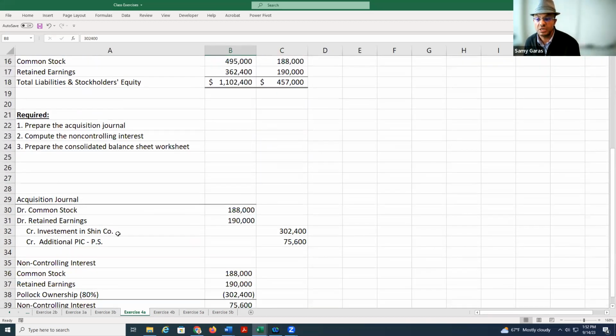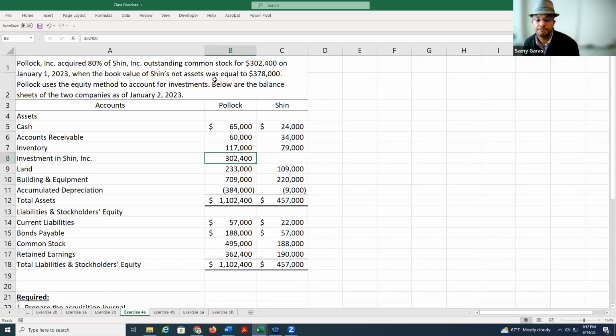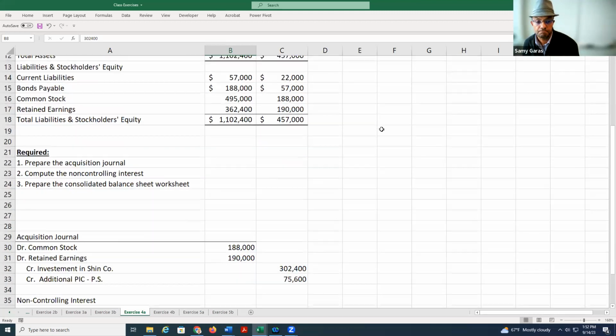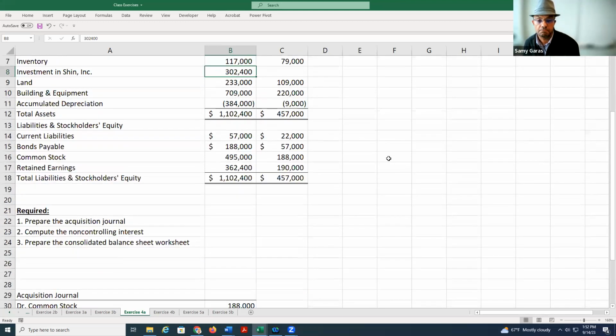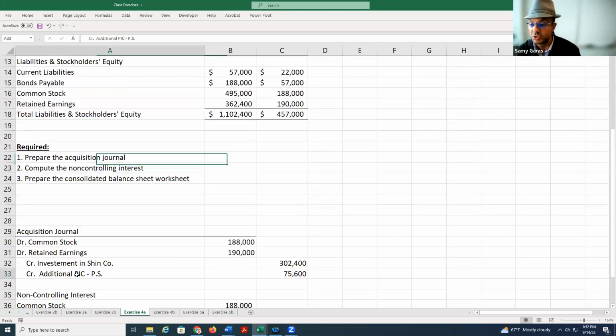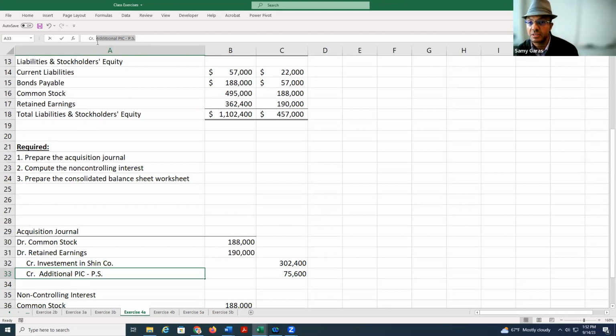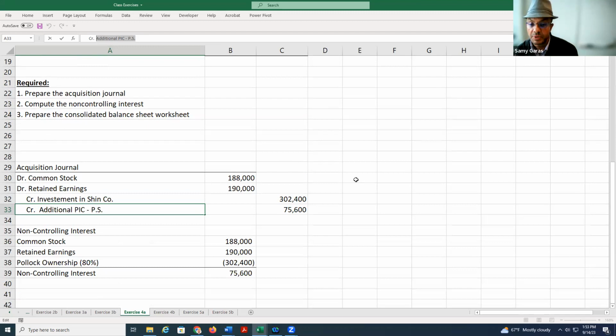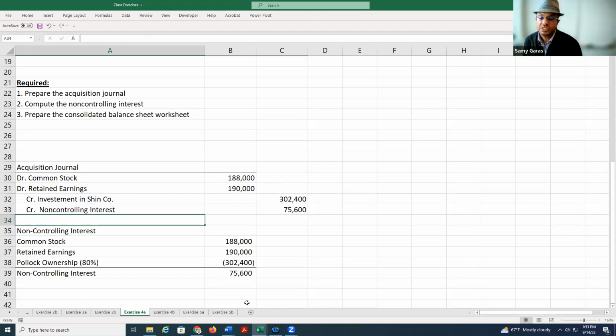So here is the journal. We say debit common stock, debit retained earnings by their balances, credit investment, and then credit... No, I'm sorry, this one should be non-controlling interest. And here we can see the amounts, everything is the same.